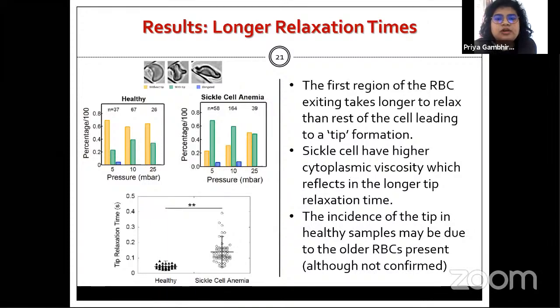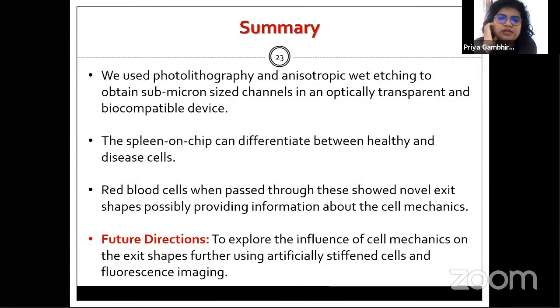Okay. So this one I'll skip in the interest of time. But to summarize, what we have done is we've used photolithography and another technique called wet etching and replica molding to get sub-micron size channels in an optically transparent, biocompatible device. Those were our key requirements for the device: that it should be optically transparent because we wanted to see the deformation that occurs at this extreme high constriction, and it had to be biocompatible because we are working with red blood cells. We do not want them to just start rejecting the device or the material.